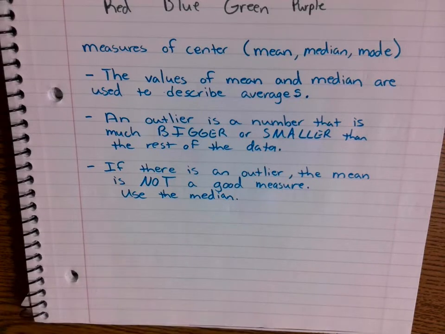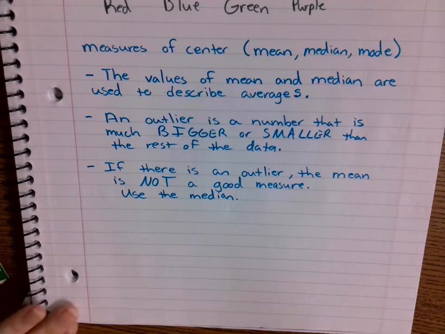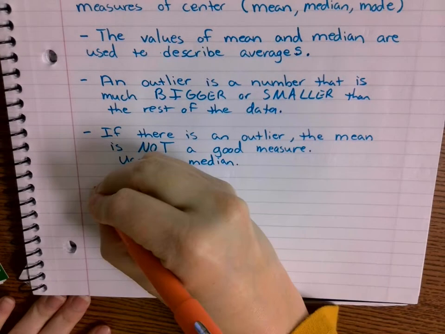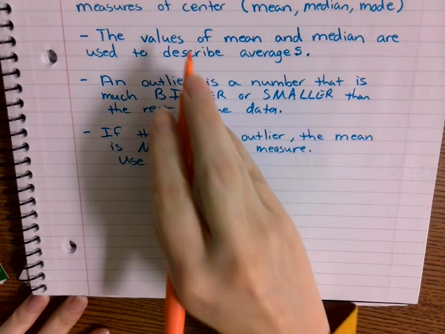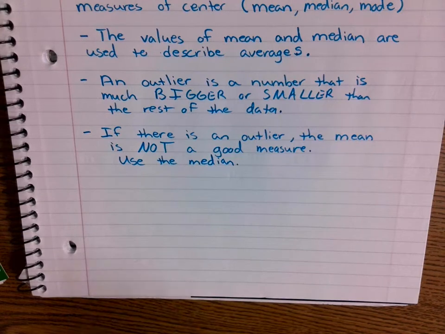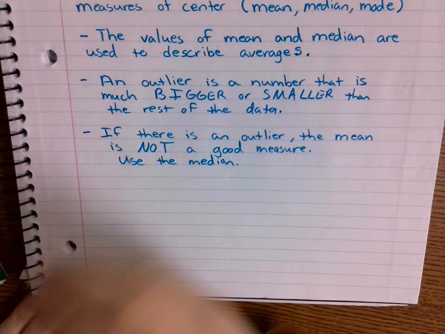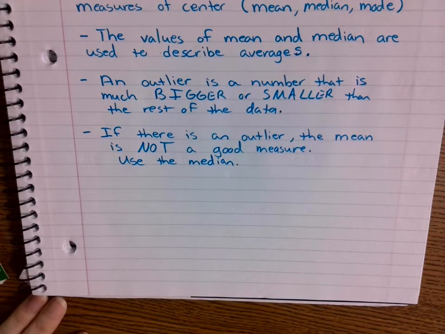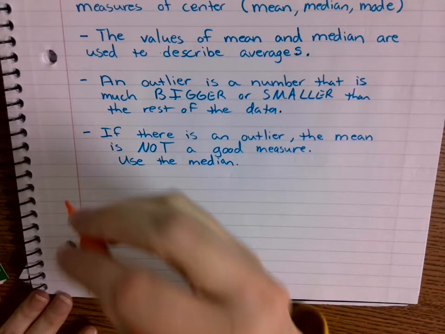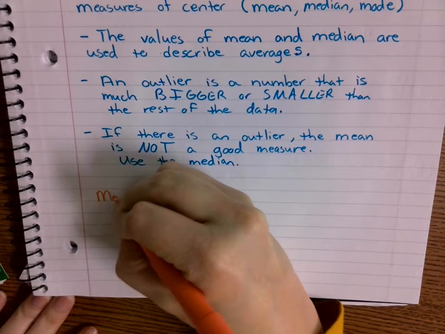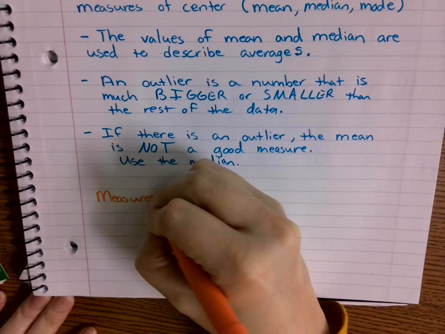What we're going to talk about real quickly right now is measures of variability. Okay, so measures of center represented averages. Measures of variability are going to describe how spread out the data is. Okay, so let's write this down. Measures of variability.